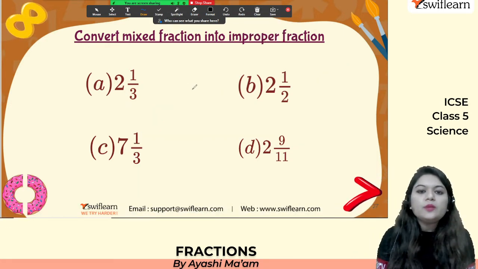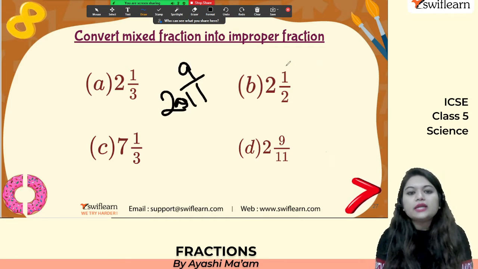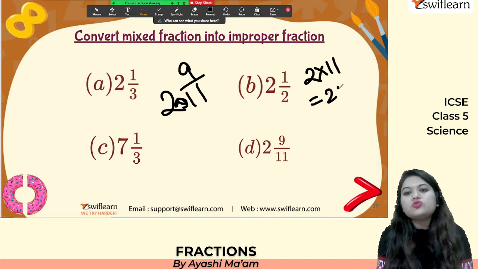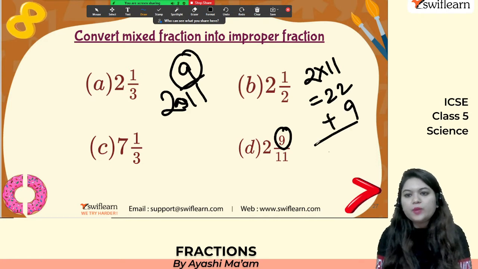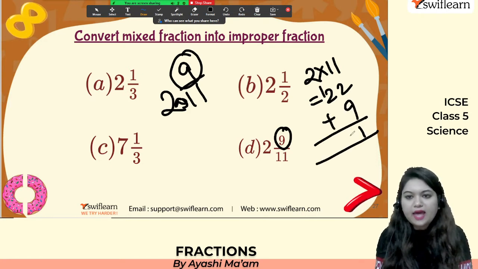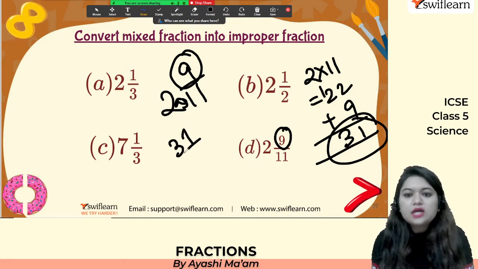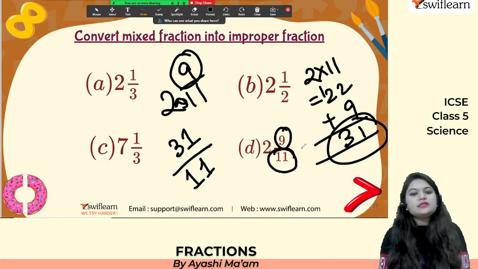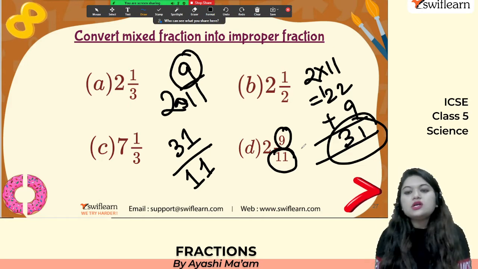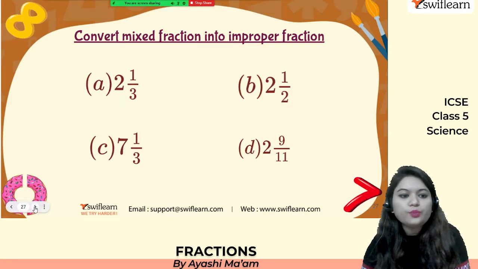Coming to the fourth problem, we have 2 whole 9 by 11. Right, so what you will do, first go in the diagonal direction. That means 2 into 11, that is 22. And we have to add this 9, right? We have to add this 9. So 22 plus 9 is going to give you 31. Okay, so it will be 31 divided by whatever is the divisor over here. That will be now 11. This 11 will be now the denominator over here. Okay. This is how you can convert the mixed fraction into improper fraction.